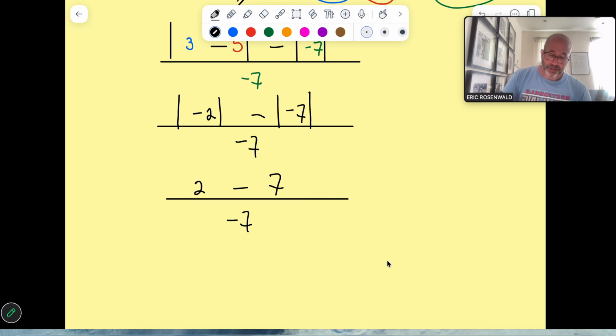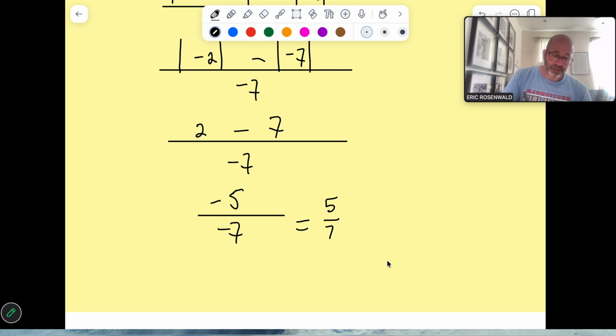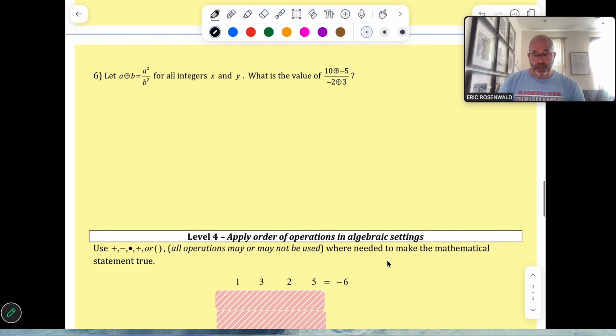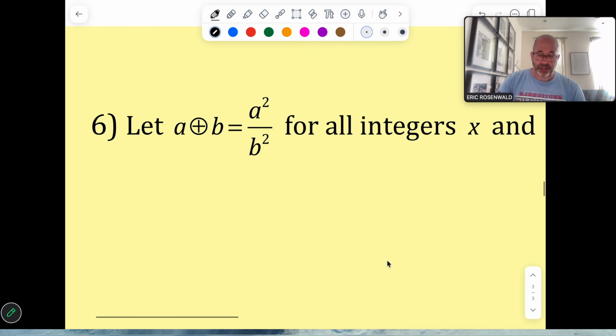And then we have that -7 on the bottom. If we continue simplifying, we have -5 divided by -7. Negative divided by negative yields a positive 5 over 7. There you go.